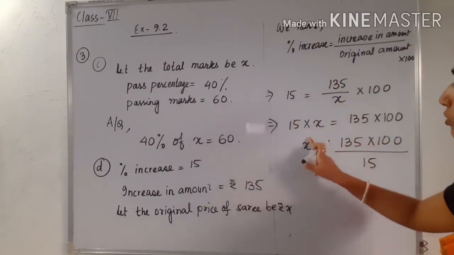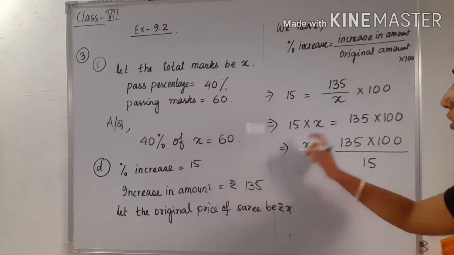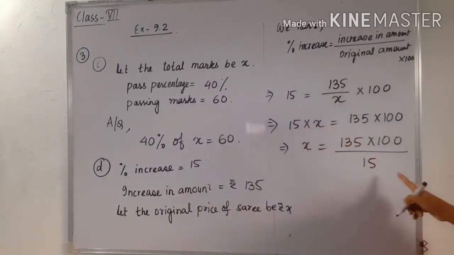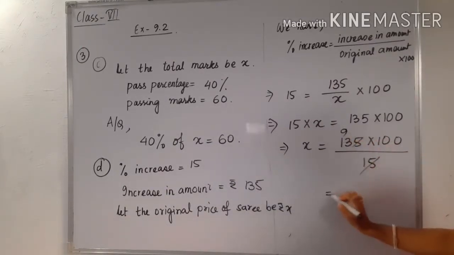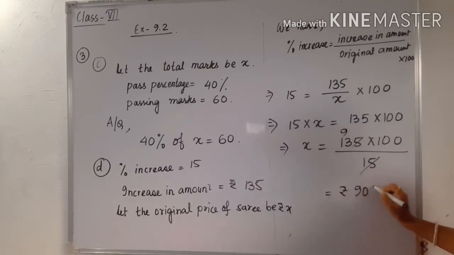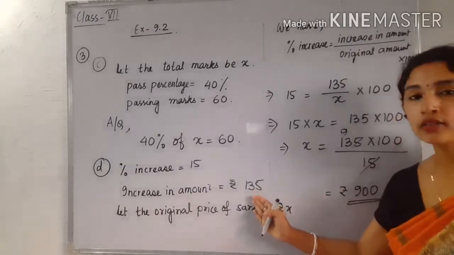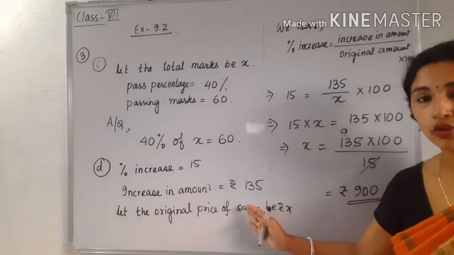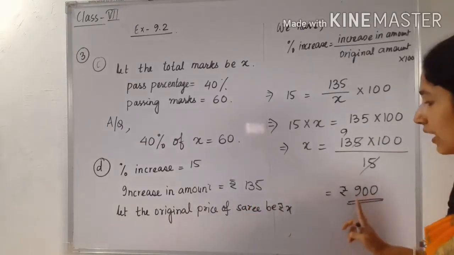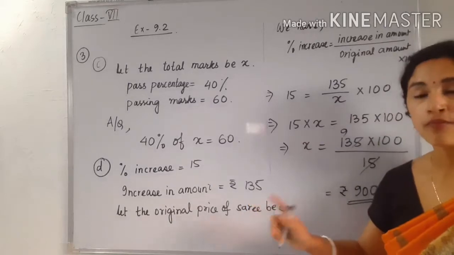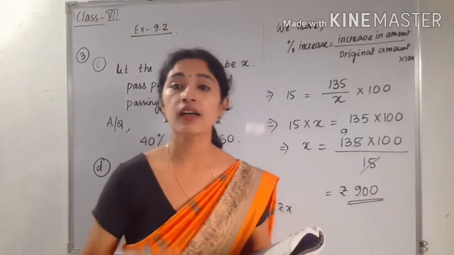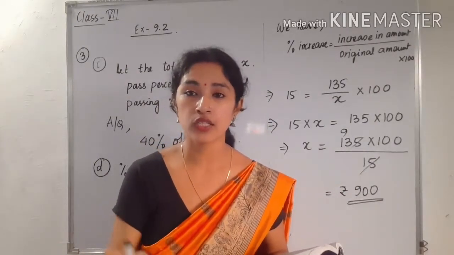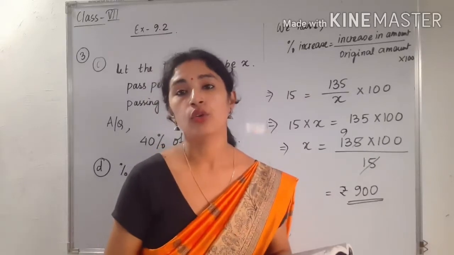So it will be what? 15 into x equals 135 into 100. Next we have to find x, so you have to transfer 15 to that side, it will get divided. 15 nines are 135, so 9 into 100 will be rupees 900. So the original amount of the sari was 900, and the increase in amount is 135. So now the amount of the sari will be how much? 900 plus 135, that will be 1035. The question may ask like this also: what will be the amount of the sari now? What is the cost of the sari now? Then you have to add the two costs.